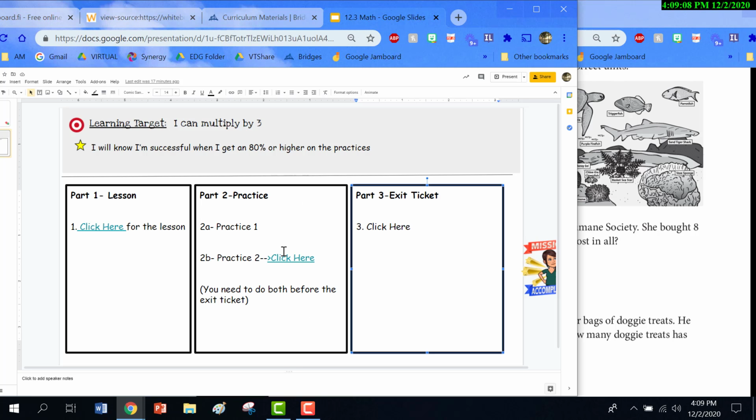All right. You have 2 practices to do now. Please do them both. I will check. I always do. And then take your 1 question exit ticket, or maybe it's 2 questions. It's not very many questions. Exit ticket, and you're all set with math today. So practices and then exit ticket.